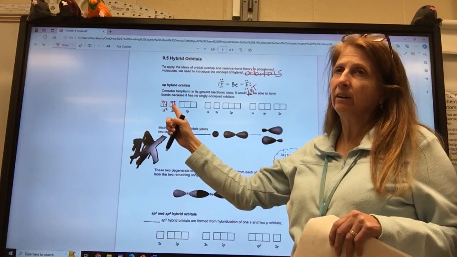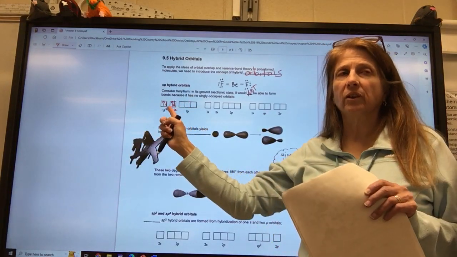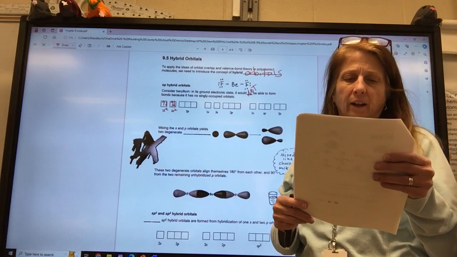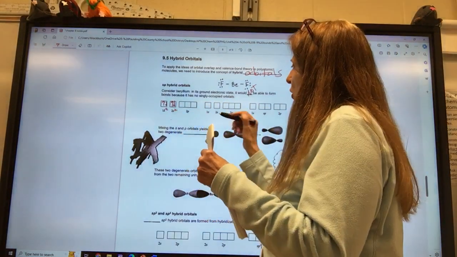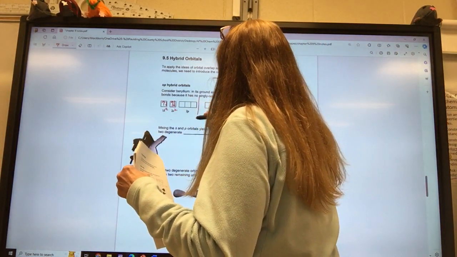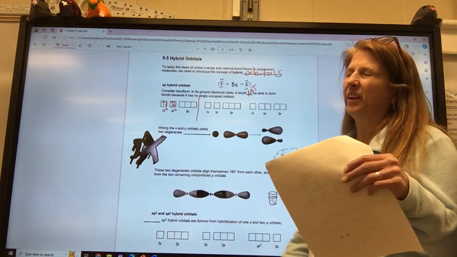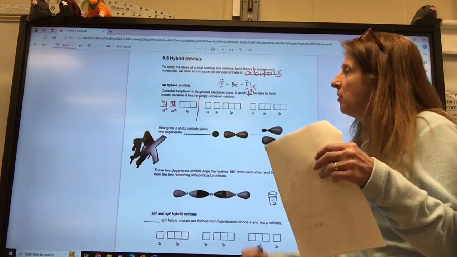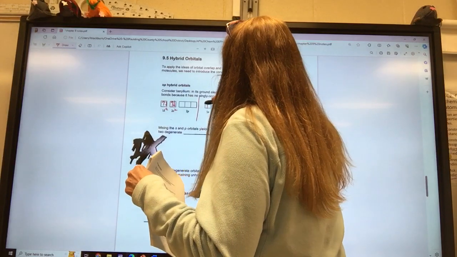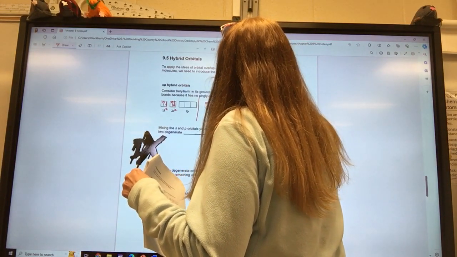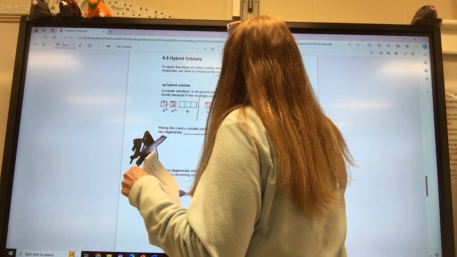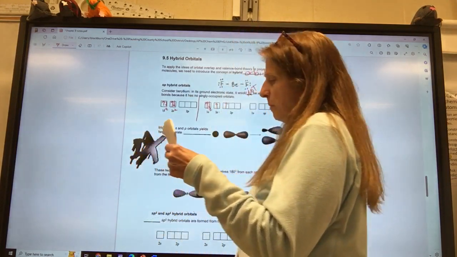Do you see that? Everything's got 2 arrows. It only bonds where there's 1. So that's what it theoretically does, but it's not what it does. The other thing it could do is 1s2, 2s1, and 2p1. It could promote 1.